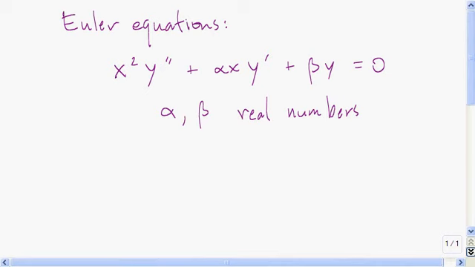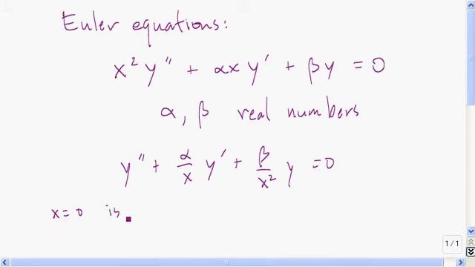All right, let's start by taking a look at what the singular points of this differential equation are. So we will divide both sides by x squared, the coefficient of y double prime. So we get alpha x over x squared, which is just alpha over x, y prime plus beta over x squared, y equals 0. Okay, so we can see that x equals 0 is a singular point because alpha over x and beta over x squared are undefined there.